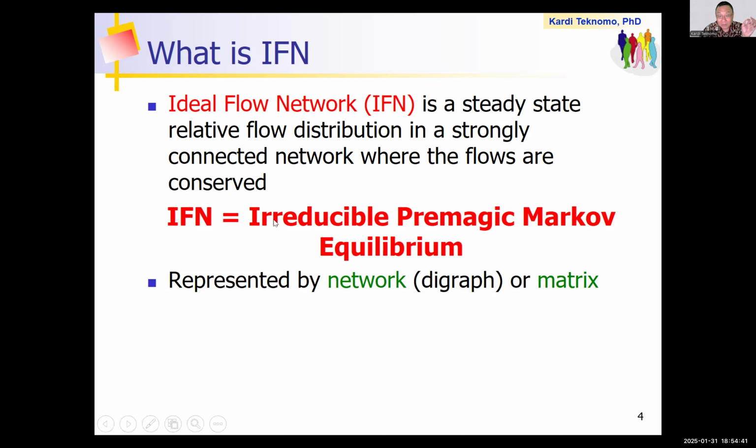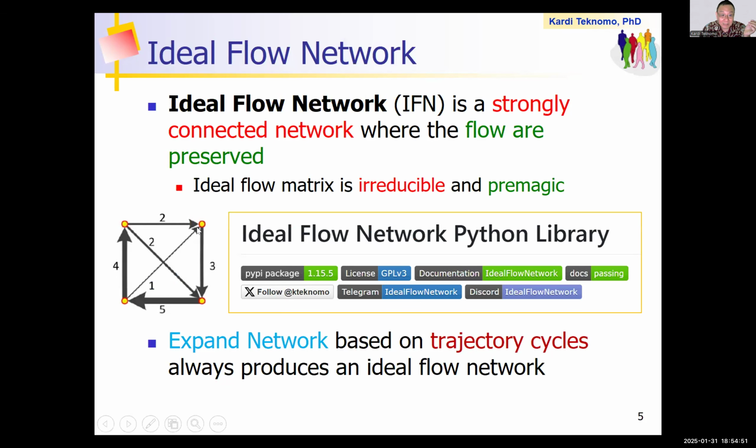Because it's a network, you can represent it as a directed graph or a matrix. I'll give you an example. This is an example here. So this is the ideal flow network. You see, there is a 5 flow here. These are 4 nodes, right? The graph is very simple. It's just nodes and links. A link is just an arrow, a directed graph. So it consists of nodes and arrows, and in the link you have flow. For example, here the flow is 2.